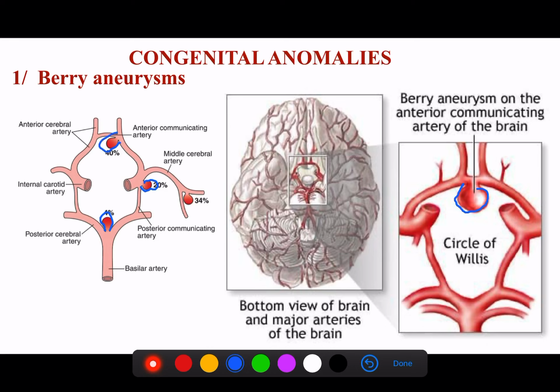The congenital aneurysm, the berry aneurysm, is dangerous and fatal because it can occur in any part of the body, and the common site is the area called the circle of Willis. In the circle of Willis, the berry aneurysm may hemorrhage and cause severe clinical signs of death due to localized hemorrhage within the brain.